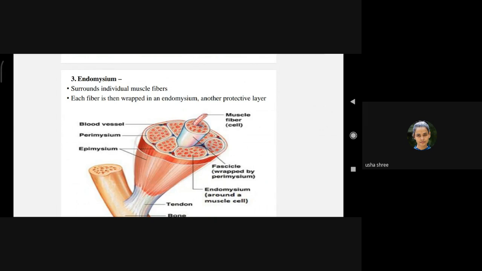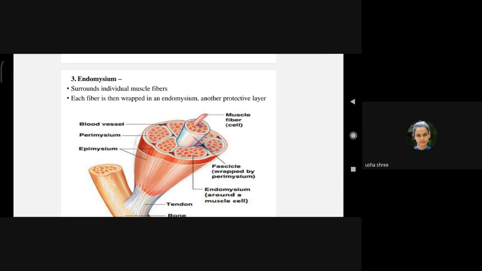Now, third is endomysium, surrounding individual muscle fibers. Now we are talking about the individual muscle fiber. So this individual muscle fiber is surrounded by endomysium. Each muscle fiber is then wrapped in an endomysium, another protective layer. So you can see here our muscles are very protective. The single cell of muscle tissue is muscle fiber, and it is covered by endomysium.